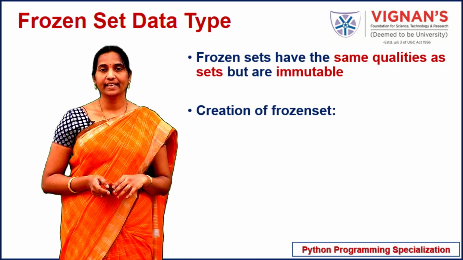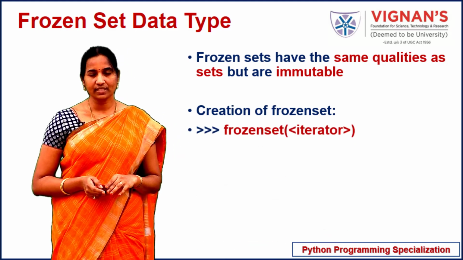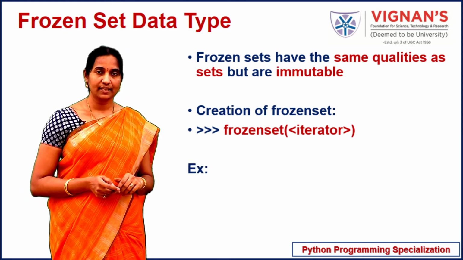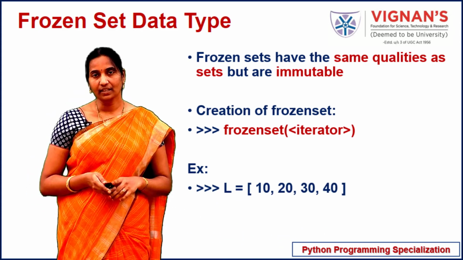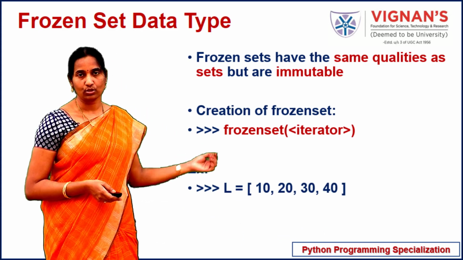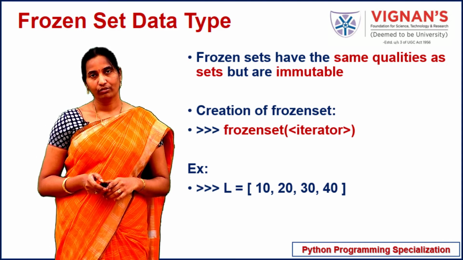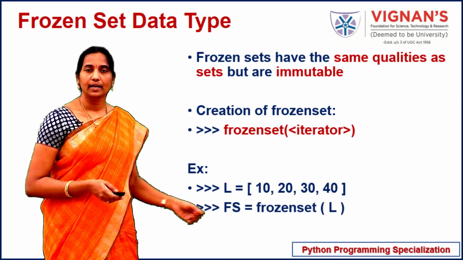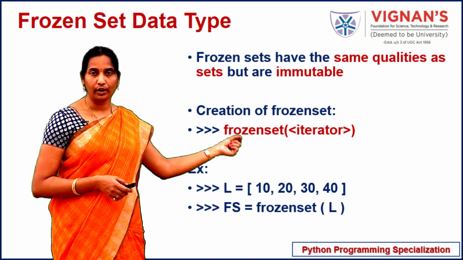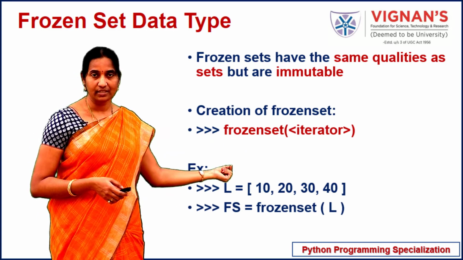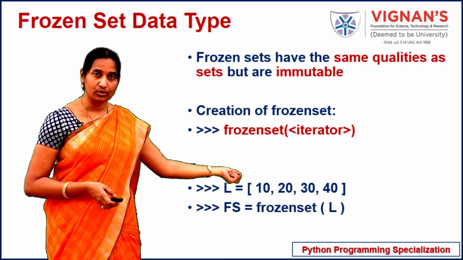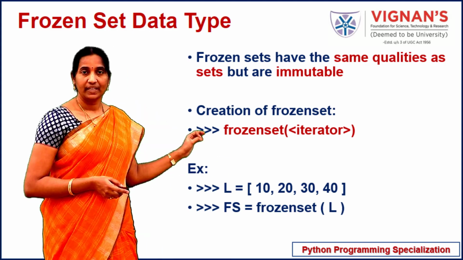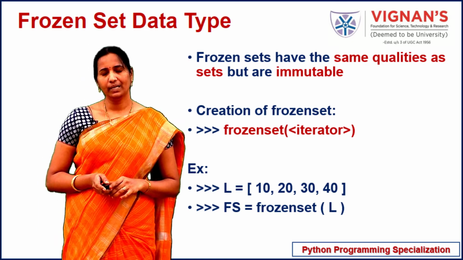So let's see how we can create the frozen set. To create a frozen set, you can use the frozenset method by passing an iterator. Let's see this example. I have a list L which has the collection of elements 10, 20, 30, 40. Here L is of type list, which is an iterator, and I can pass this L as an argument to the method frozenset so that I can create a frozen set. Here fs is a variable which is created as a frozen set, indicating that fs is an immutable set.